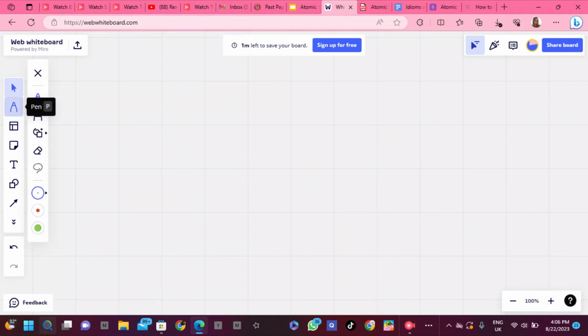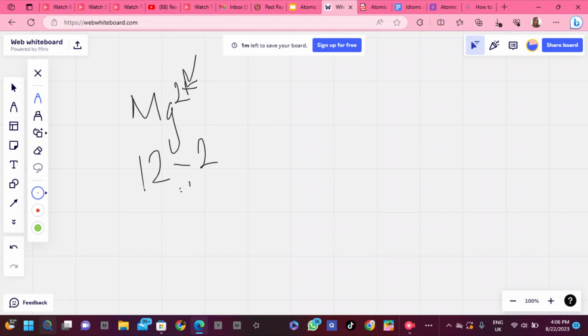Okay, so now in the case of Mg2+ ions, how many electrons does an Mg2+ ion have? Remember we said in the case of a positively charged ion, it has lost electrons. So it's going to have 12 protons, but 12 minus 2, because it has lost 2 electrons, is equal to 10 electrons. In the case of a carbon atom right here, it is neutral, so no positive or negative charge.